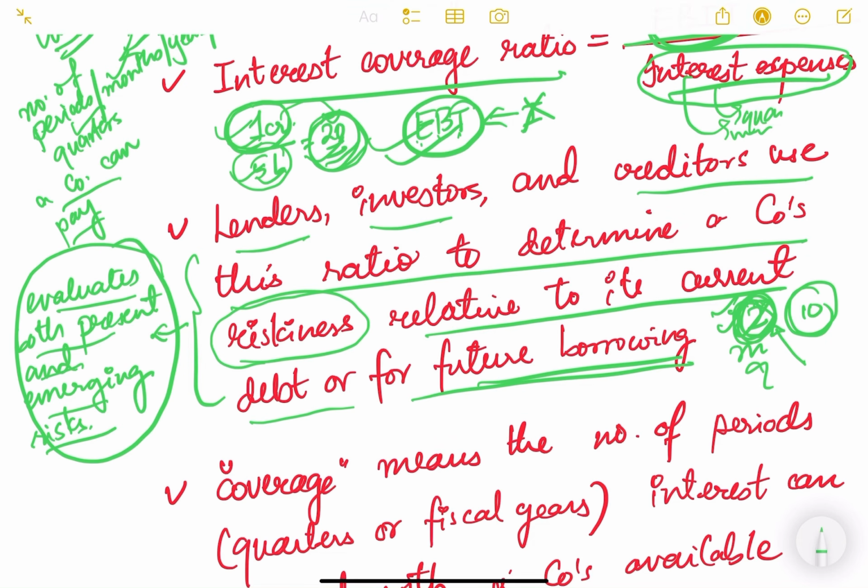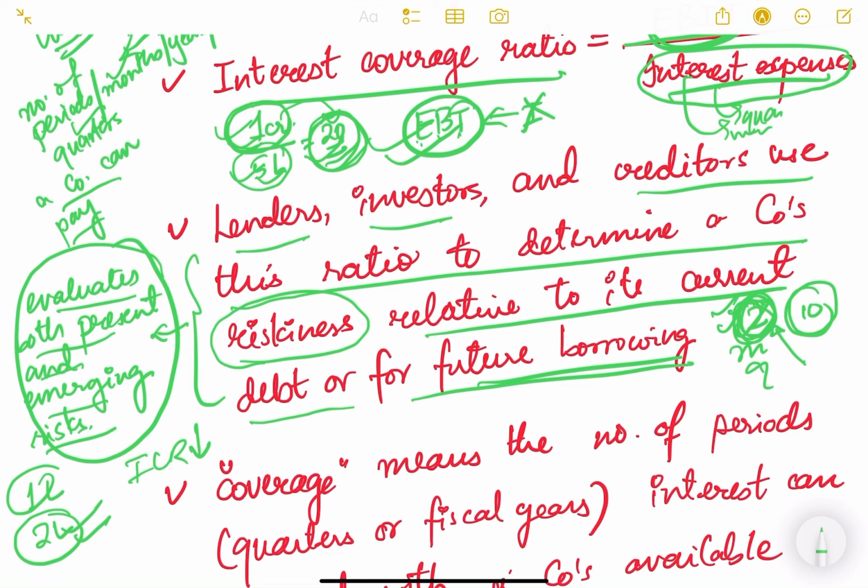For example, if your interest payment now was say 1 lakh rupees and you take more loan, from the next year onward you will have to pay 2 lakh rupees as interest. So if your interest payment is increasing, that means your interest coverage ratio will fall. If it will fall, that means there will be more risk in the future.